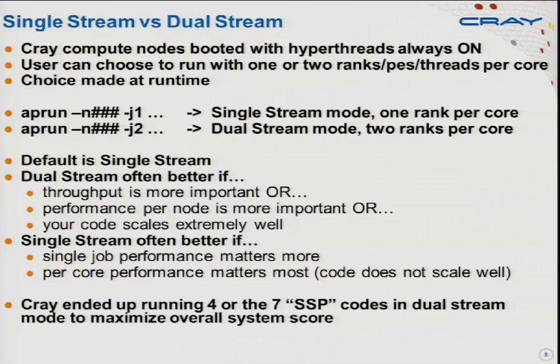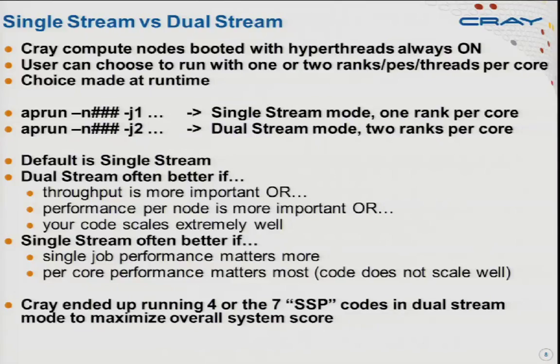4 of the 7. It was not dominant. It wasn't 6 of the 7 or anything like that. Pretty much as close to 50-50 as you can get with an odd number, right? So it was 4 of the 7. So some went one way, some went the other way. What will their users actually do? I don't know. That's TBD.